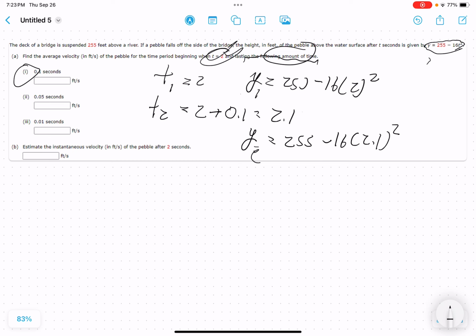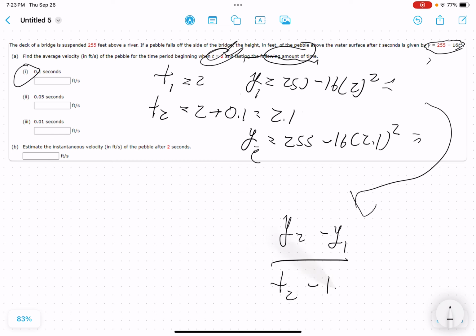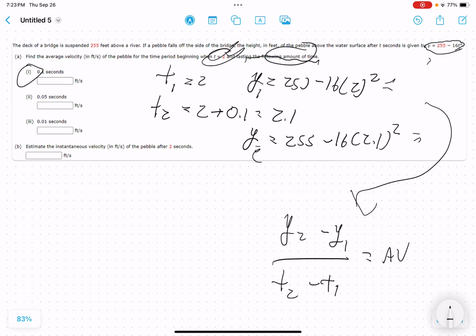And so the reason why I want you guys to do this equation is because we're eventually going to be using the formula y2 minus y1 over t2 minus t1 is equal to the average velocity. So after entering these in calculations, I'll do them with you.